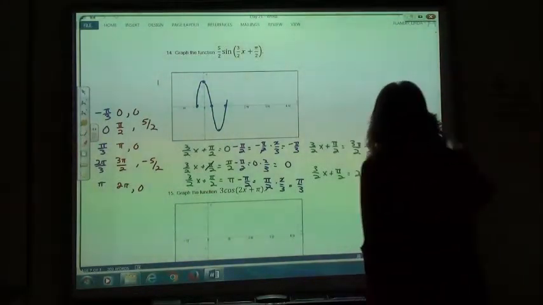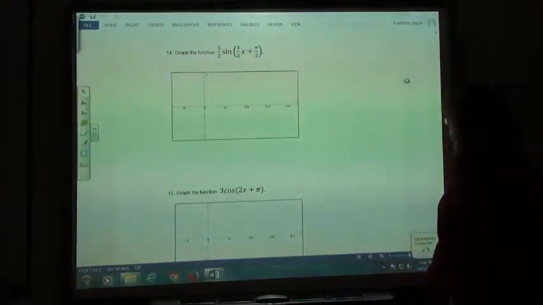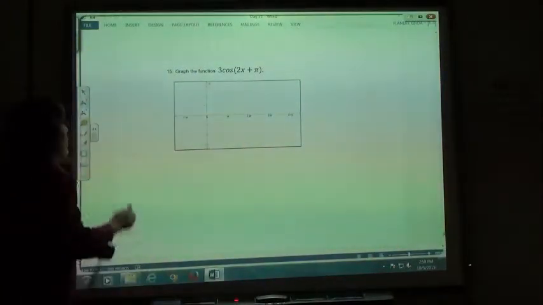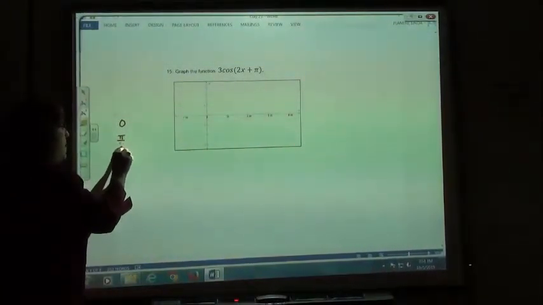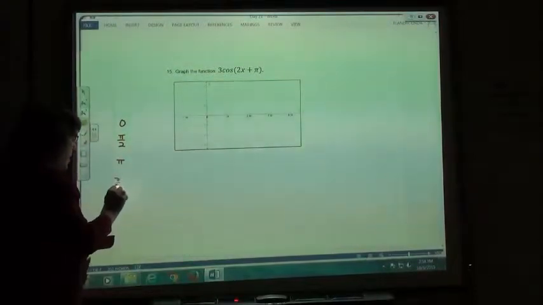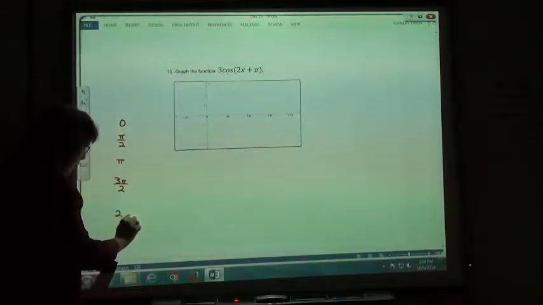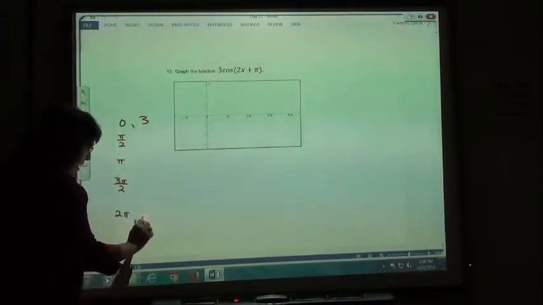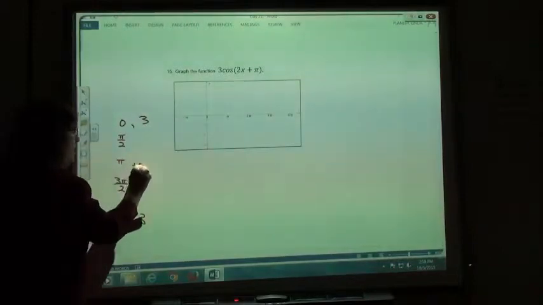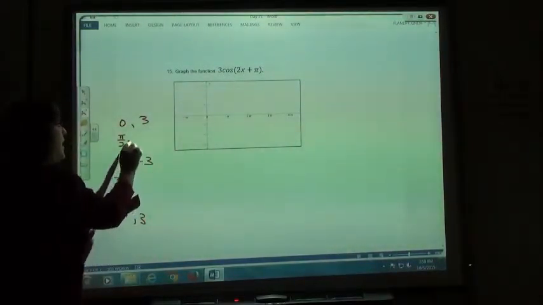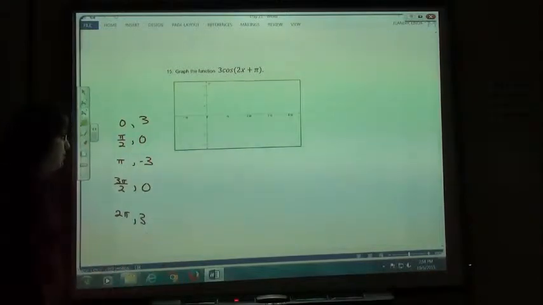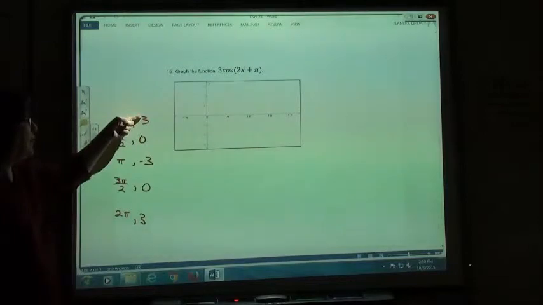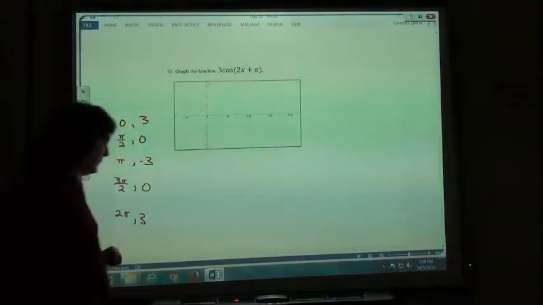One more on this paper. Again, we're going to do the cosine curve. And so for cosine, we have 0, pi over 2, pi, 3 pi over 2, and 2 pi. For cosine, we're going to go our amplitude, which is 3 at the beginning and the end. Halfway in between, we have a negative 3, and then zeros at pi over 2 and 3 pi over 2. Again, if this was negative, we do the negative first and then the positive and then the negative.